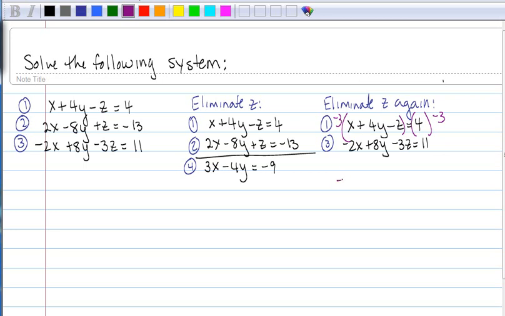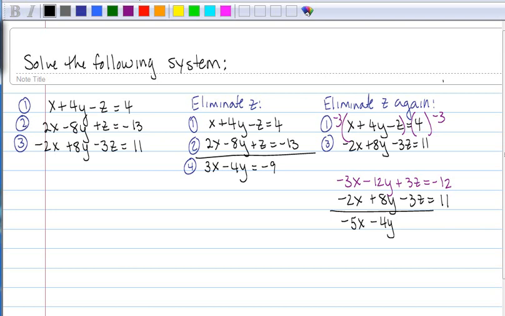So that would be a negative 3x, a negative 12y, right, using the distributive property, and a plus 3z equals, multiplying negative 3 on this side, negative 12. And I'll keep the second one the same. And I notice now when I add up those z's, right, they get eliminated. So I'm going to add up all the columns and I'll get a negative 5x minus 4y. This column will go away, so it just equals negative 1. And I'm going to call that my 5th equation.